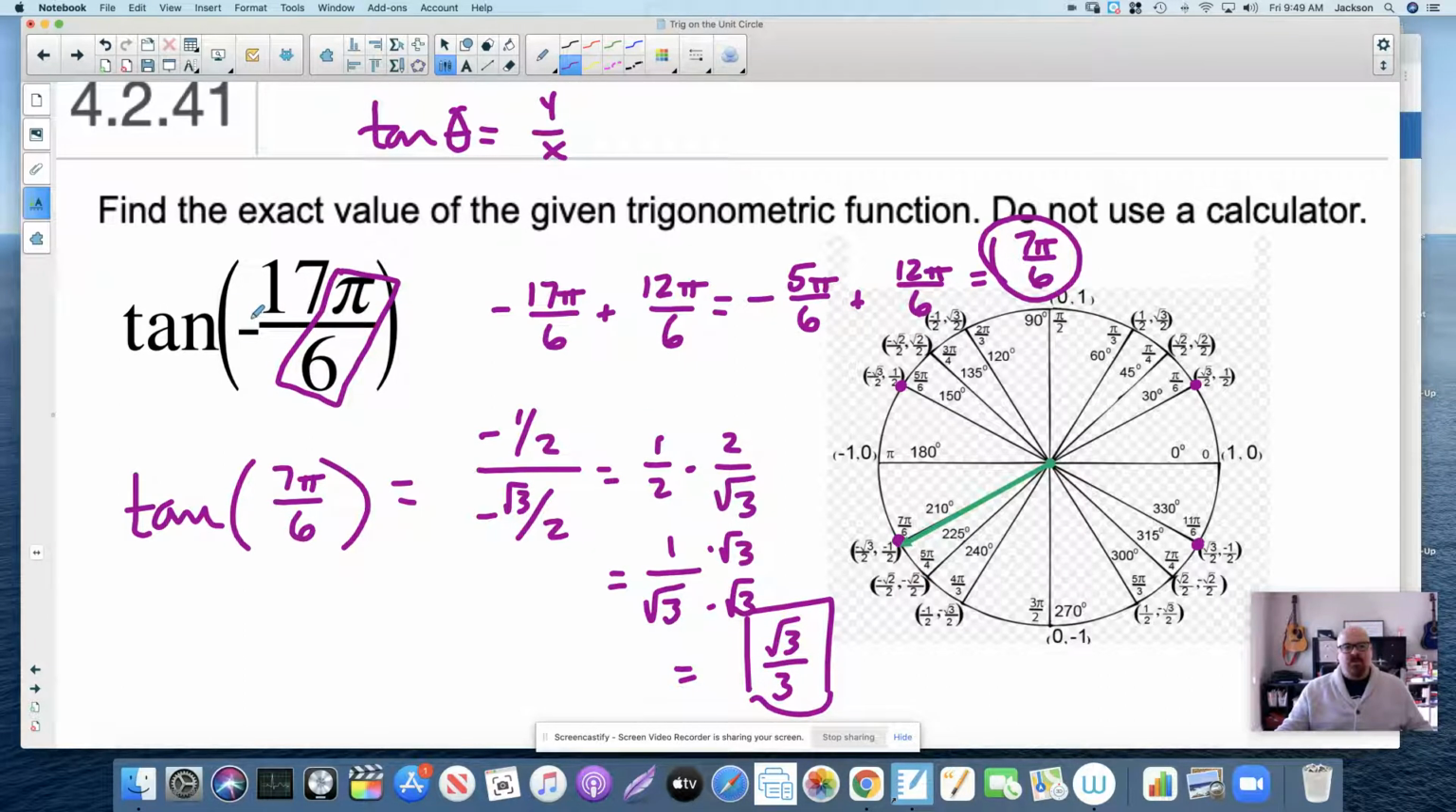Once we get past the point of finding the coterminal angle, you don't have to make this negative because this is negative, and so on. You've done all that work. Just take y over x and get your answer.